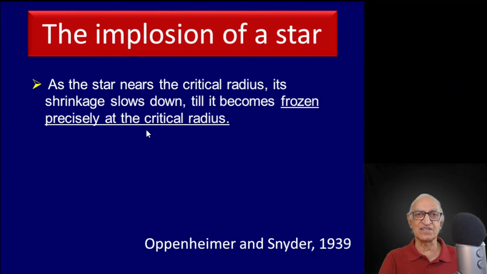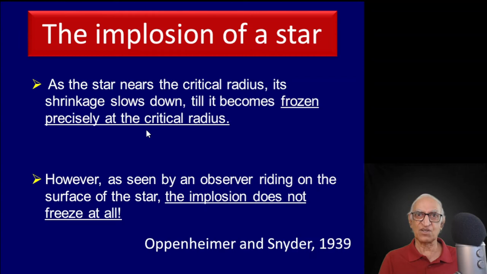Therefore, an observer at infinity never finds the star ever becoming as small as the critical radius. So collapse slows down, slows down, slows down. But an astronomer sitting on the collapsing star finds exactly the opposite. He finds that as the collapse proceeds, implosion doesn't freeze or any such thing. The implosion proceeds faster and faster and faster. Before you know, it has reached the critical radius. So you have exactly contrary description of the same event by two different observers, a co-moving observer and an observer at infinity.